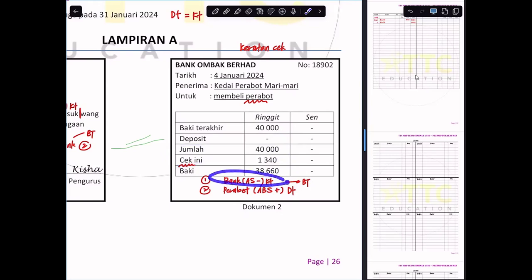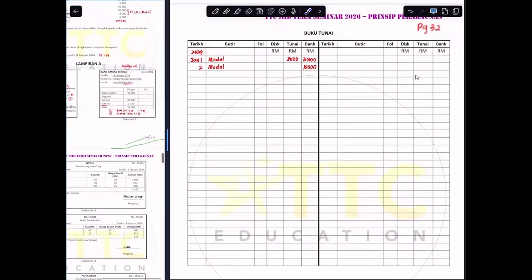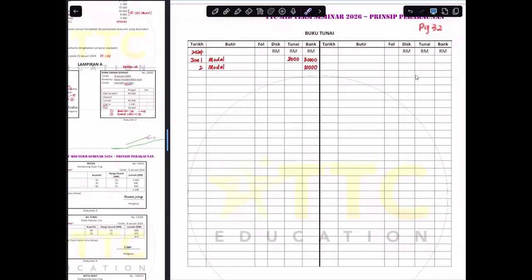So later, you credit your bank, put your value in credit side buku tunai bank, then only write the butir, the term as berapa. Record 2024, credit side, January 4th, credit your bank 1340, butir right, berapa.